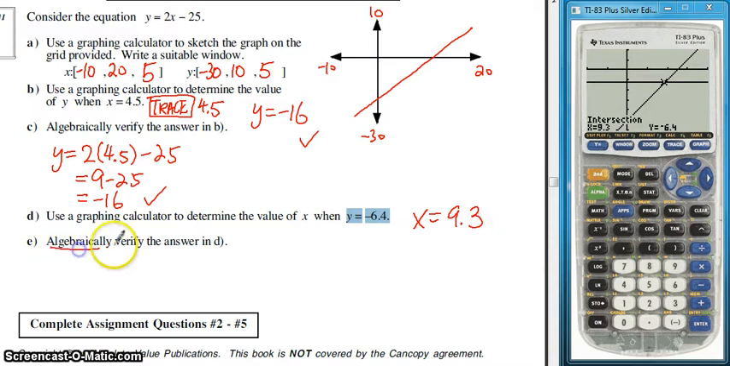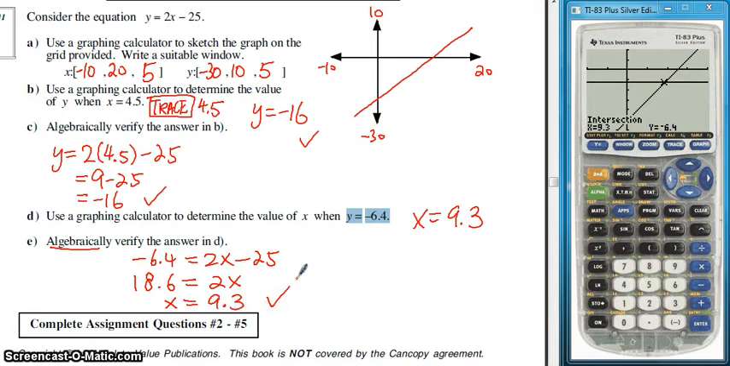To do it algebraically, you do this. Y is negative 6.4, so negative 6.4 equals 2x minus 25. To solve this equation, you add 25 to both sides. So if you add 25 here, it is 18.6. Finally, divide everything by 2.